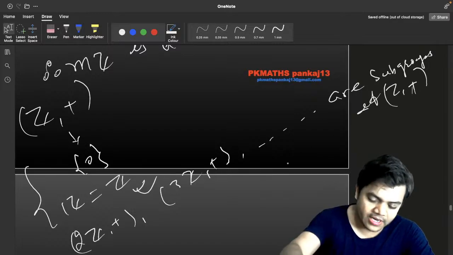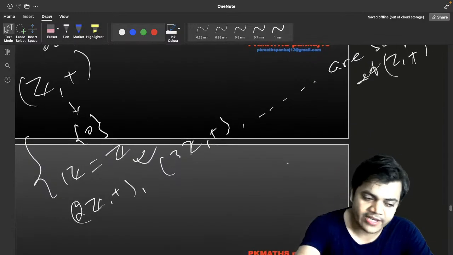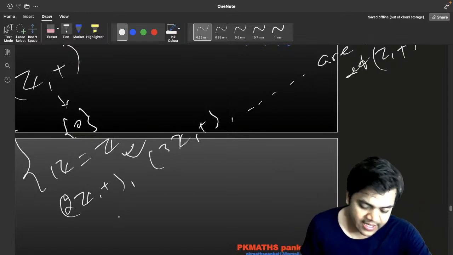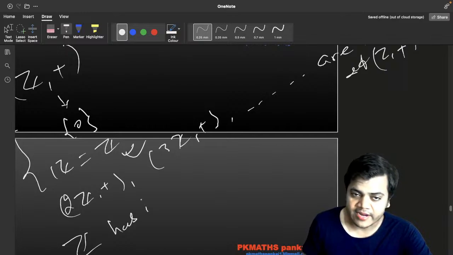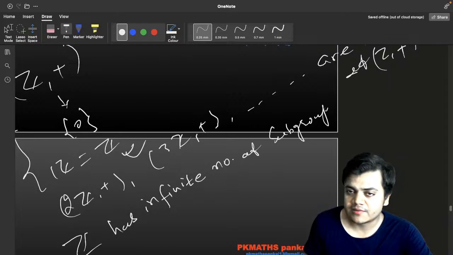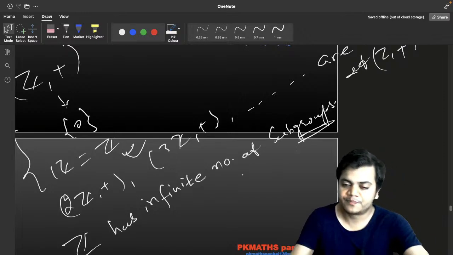So how many subgroups are there? Certainly we shall say infinitely many. Z has an infinite number of subgroups.